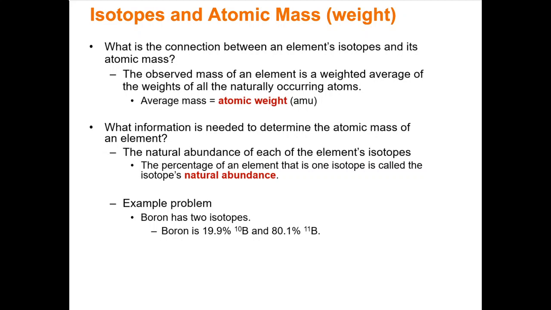So if we take a look at our periodic table and we find boron, we see it has a mass relatively close to 10. Okay, but not exactly 10. Why is that? Well, closer to 11, I should say. So the atomic weight of boron is found like this.